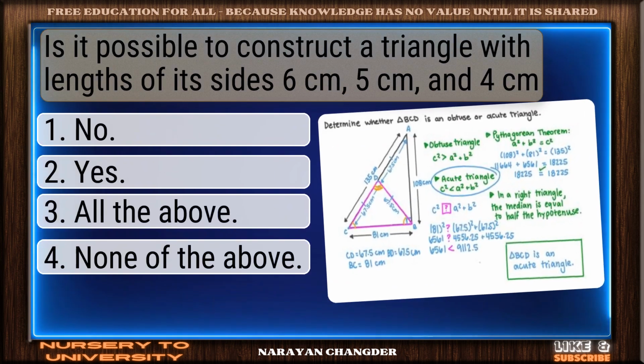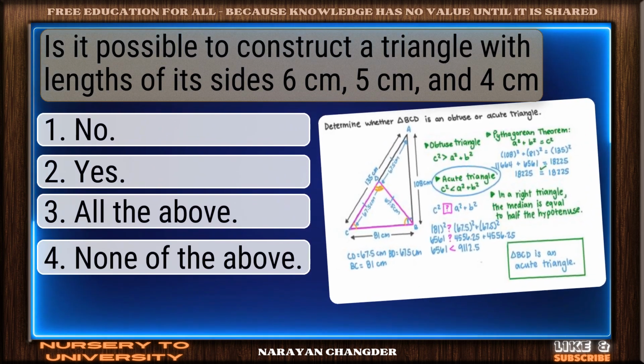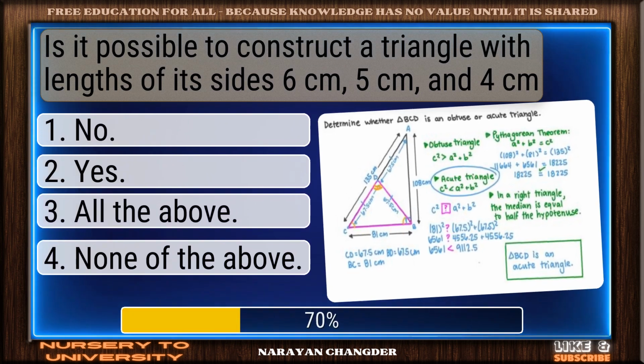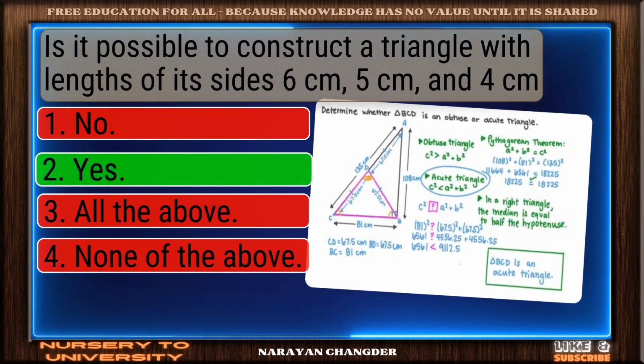Question number 22. Is it possible to construct a triangle with lengths of its sides 6 cm, 5 cm, and 4 cm? Well picked. Yes is the correct answer.